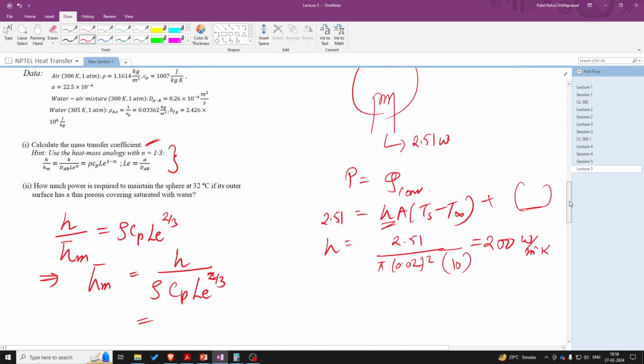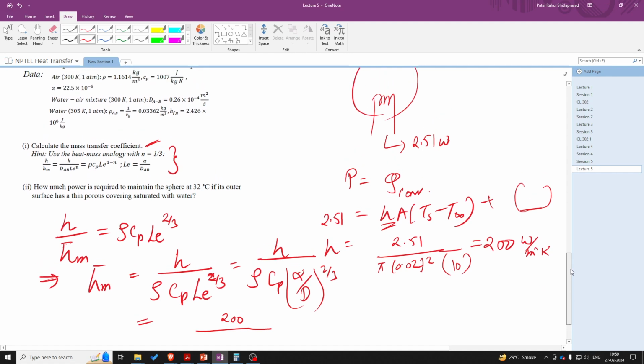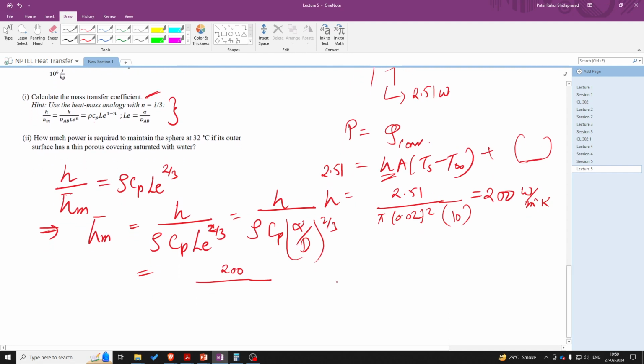What else have we been given in this question? We haven't been given the Lewis number, but we can write it as alpha upon D, that is thermal diffusivity upon the mass diffusivity, alpha upon D, raised to 2 by 3. Now you can put all those values in this. The value of the heat transfer coefficient we found out as 200, upon density, which is given as 1.1614, and Cp is 1007.